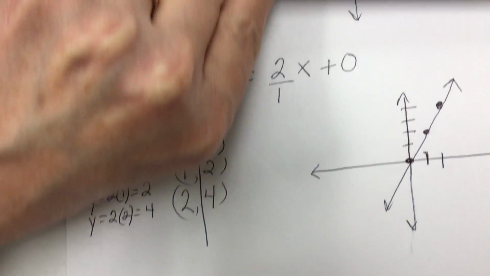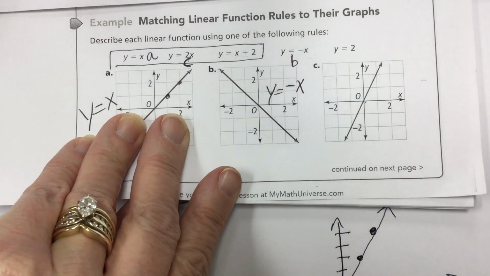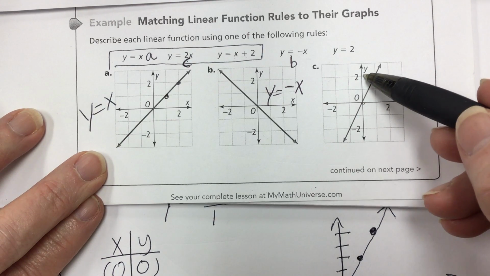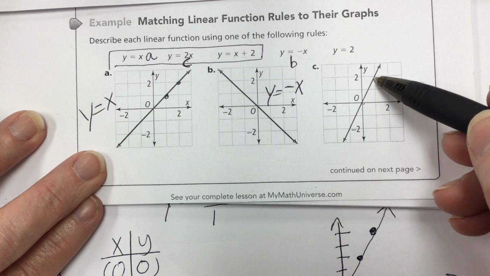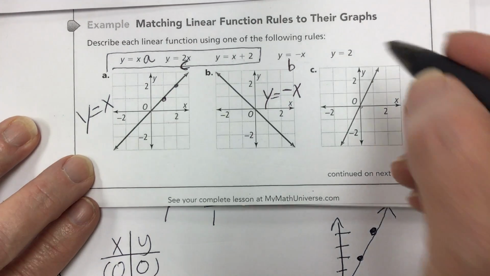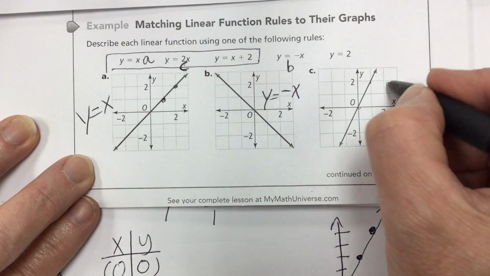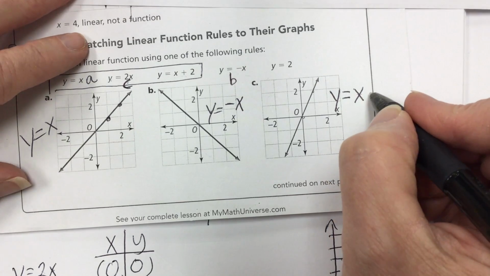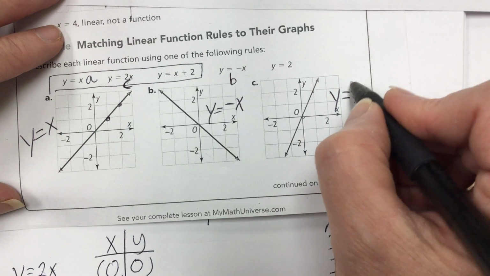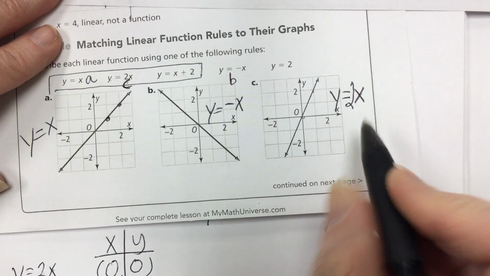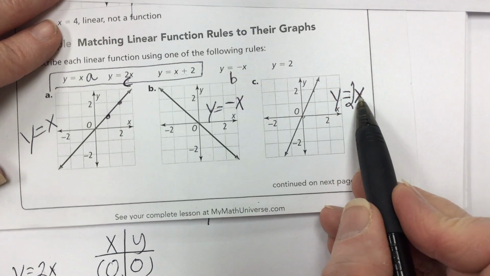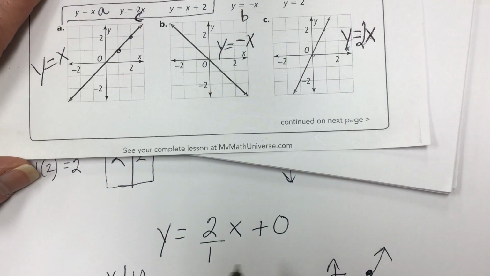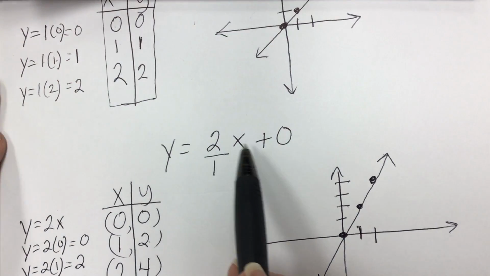Does that look like C? So going to C, does that look like C? Does it pass through the origin? All right. Are we rising 2 and running 1? Do we have the point 1, 2? Yes. Okay. So the name of this graph is y equals 2x. y equals 2x is C. So there was my equation, y equals 2x.